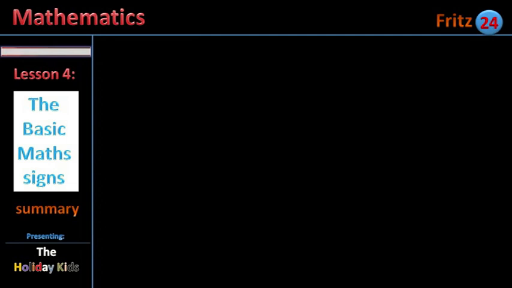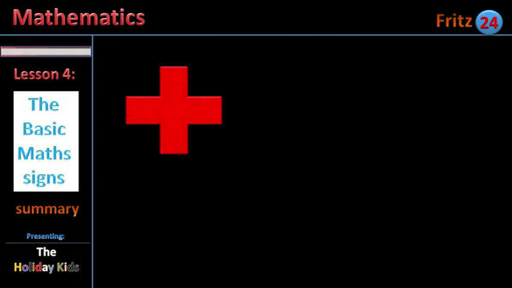So, to summarize, we have seen the following signs. You call the names as they appear. Which sign is this? Plus or addition. The next, minus or subtraction or take away.